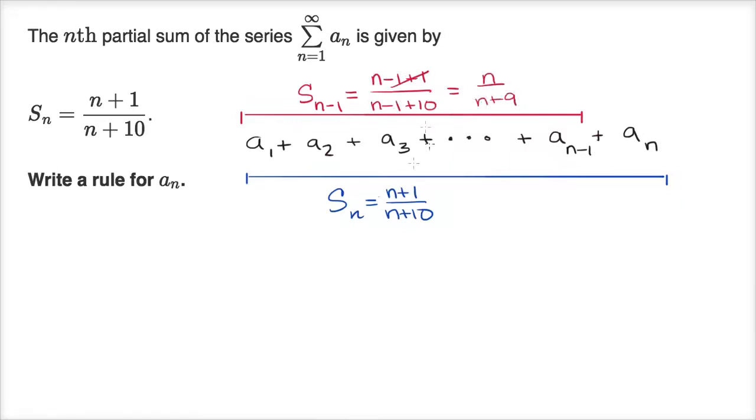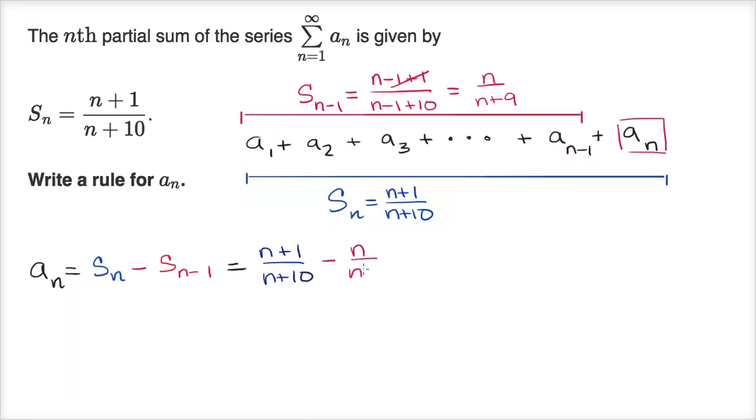n plus 9. So if you subtract the red stuff from the blue stuff, all you're going to be left with is the thing that we want to solve for. You're going to be left with a sub n. So we could write down a sub n is equal to s sub n minus s sub n minus 1. Or we could write that is equal to this stuff. So this is n plus 1 over n plus 10 minus n over n plus 9.